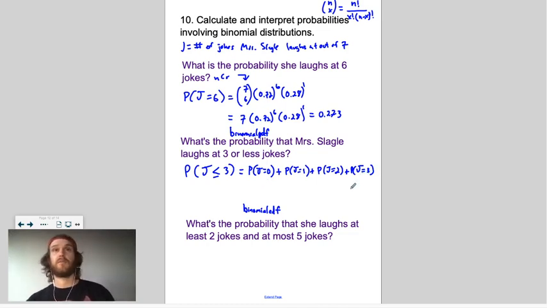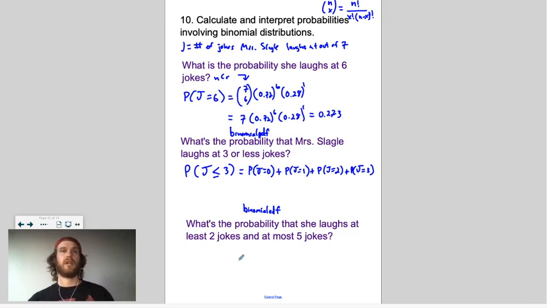If you get an answer that's bigger than 1, you've done something wrong, because if you find the probability of 0, 1, 2, 3, 4, 5, 6, and 7, you add them all together, you should get 1 as your answer, because that's every single possibility.